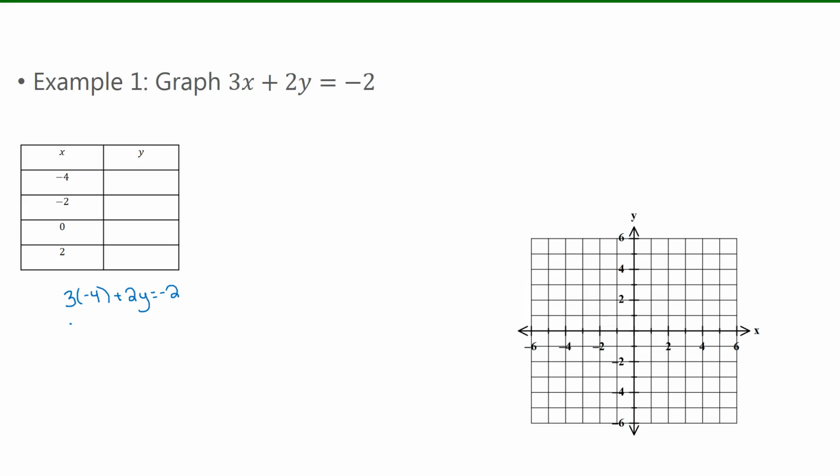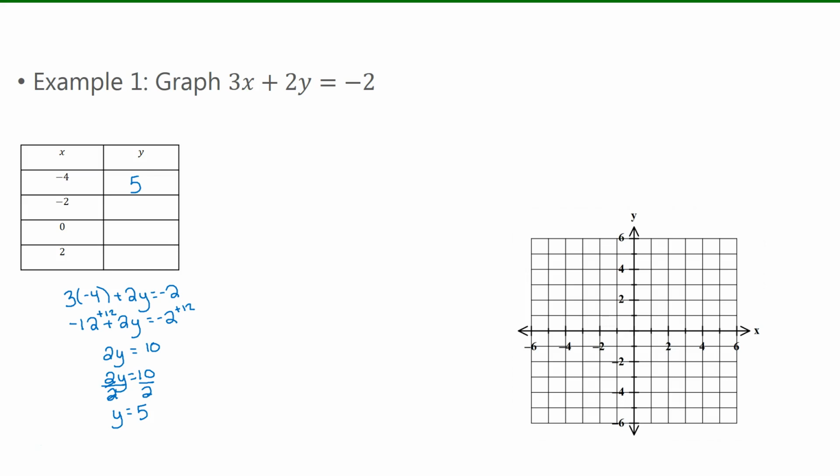Now 3 times negative 4 is negative 12. Now isolating y means we need to get rid of that negative 12. So I'm going to do that by adding 12 to both sides. So I get 2y is equal to 10. Now I need to get rid of the 2, and I can do that by dividing both sides by 2. So I end up with y equals 5.